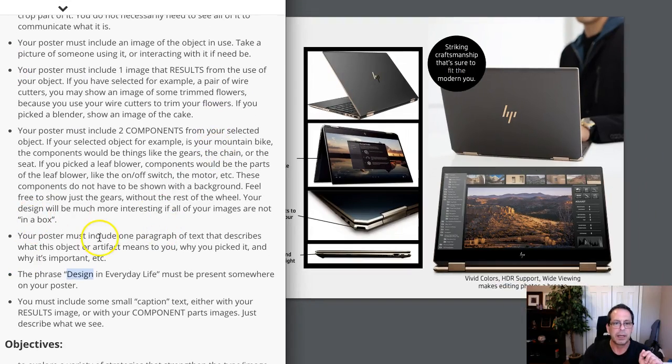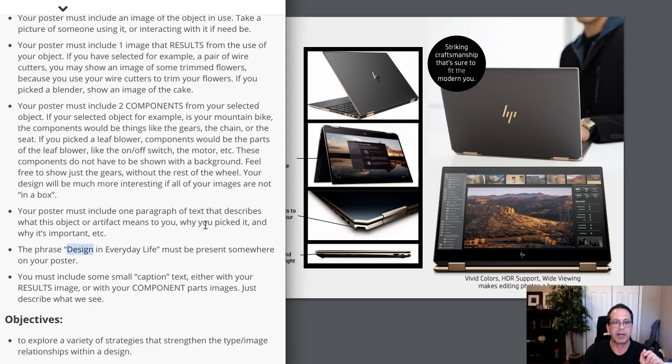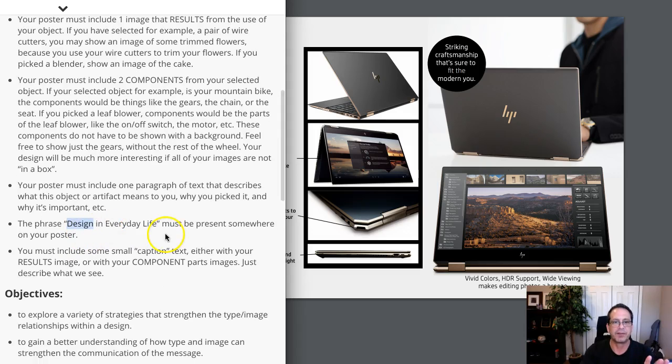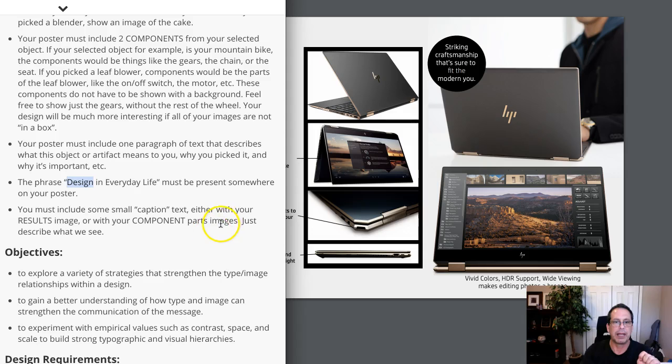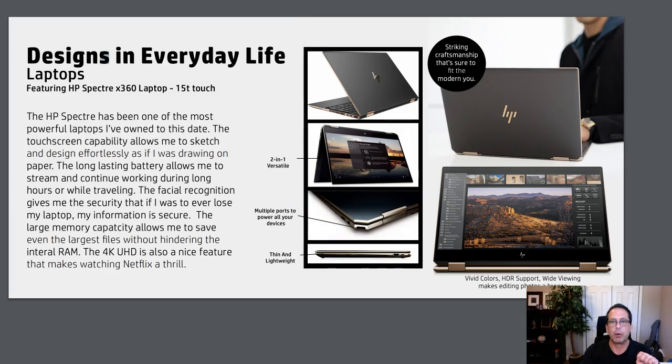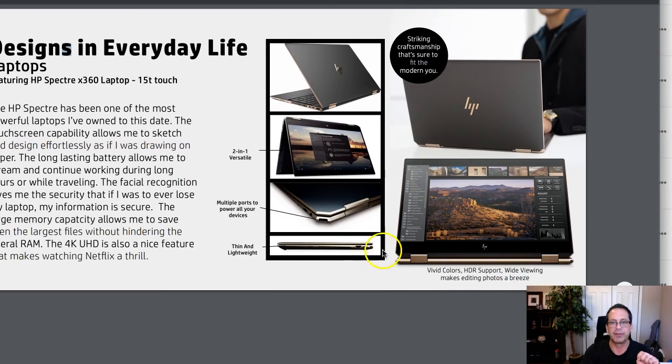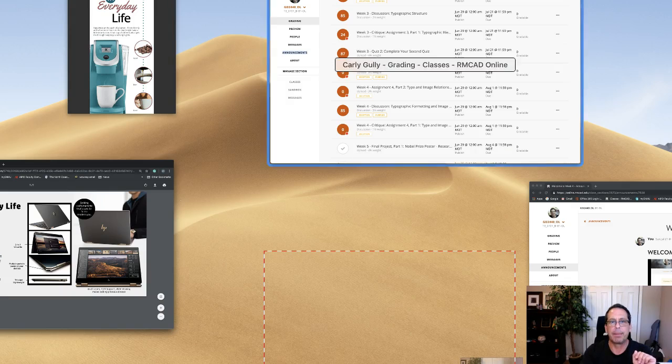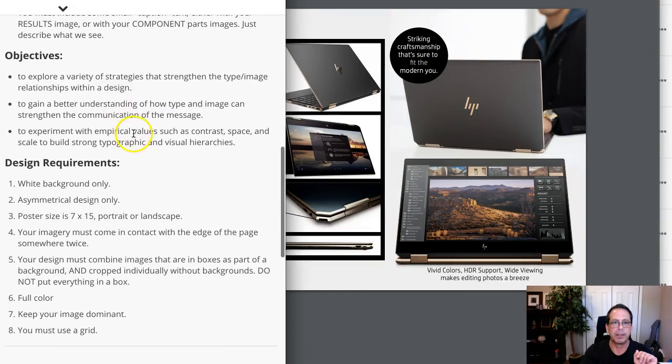Next. A poster must include one paragraph of text that describes, you've got that, the phrase design in everyday life, we addressed that. And then you have your caption text. All right. So that's great. One thing I do want to mention on the captions is that this caption here is different than these captions. So you definitely want to make sure you have consistency in your typographic presentation on your captions. Okay. Back to the requirements.